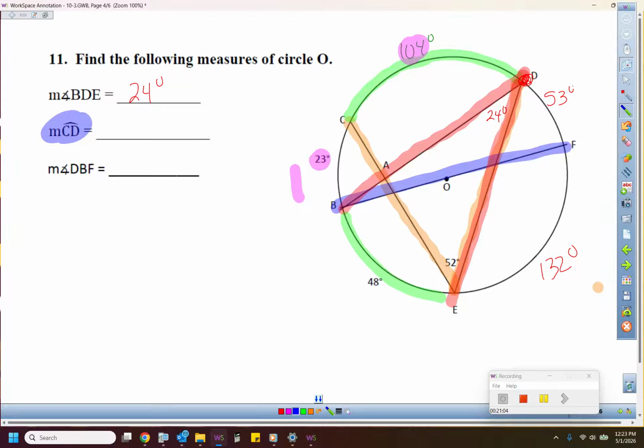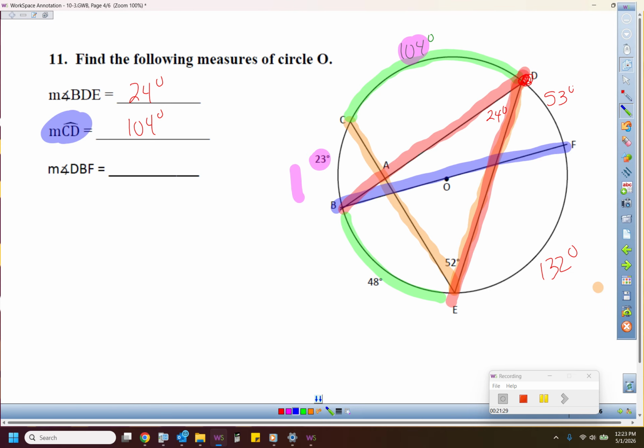Very good. Measure of arc CD. That should be in our picture already. Haven't we found all the arc measures, right? What is the measure of arc CD? 104. Once again, we went the short way around because they used 2 letters. Are we cool with that? And then the last one, measure of angle DBF.